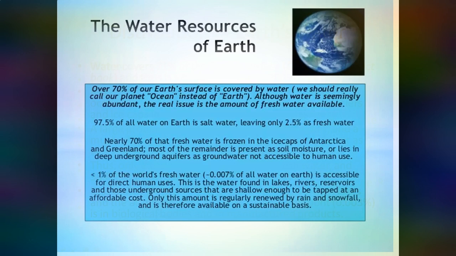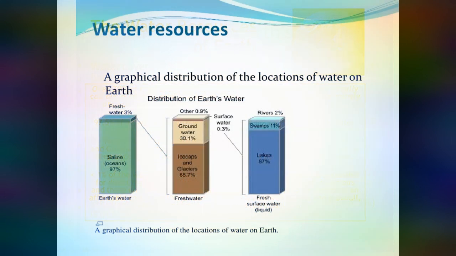So this slide again shows the water resources of Earth. This is a graphical distribution of the location of water on Earth. So we can see that 97% of water is in oceans, only 3% is fresh water.